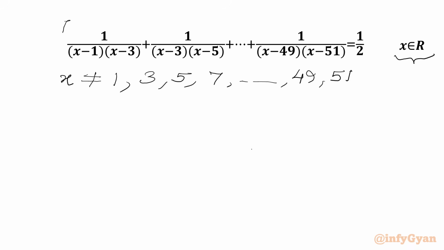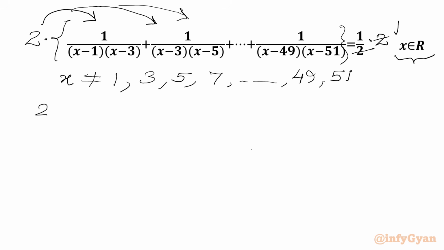Now we are going to multiply our equation by 2 on both sides. So let's multiply 2 in LHS as well as RHS. So 2 over 2 will be 1. We'll write 1 in the RHS. And let's multiply this 2 with each term of LHS.